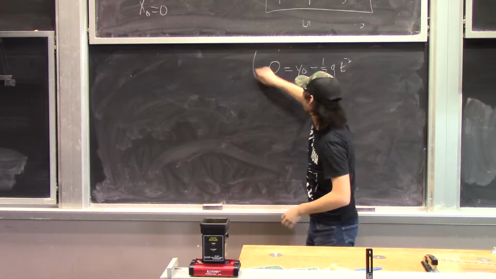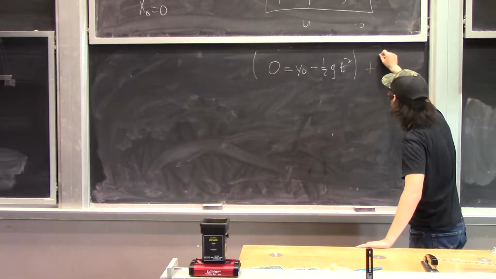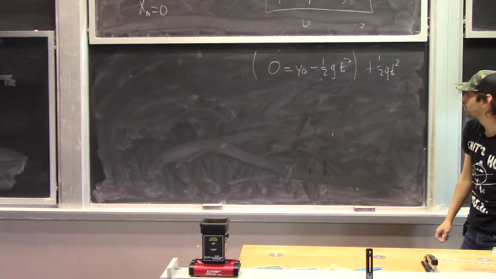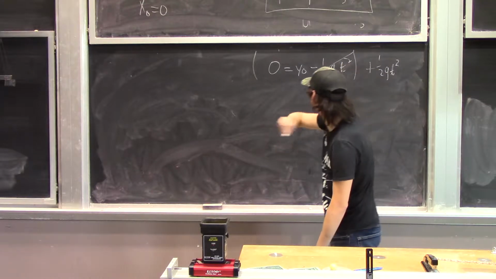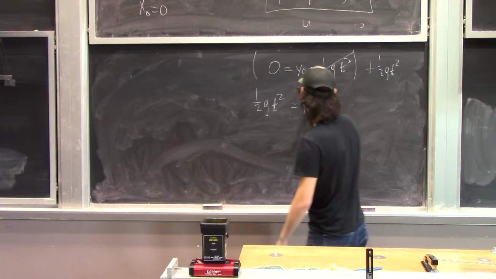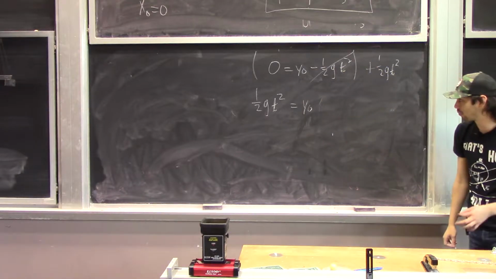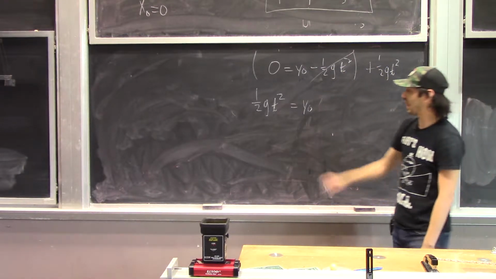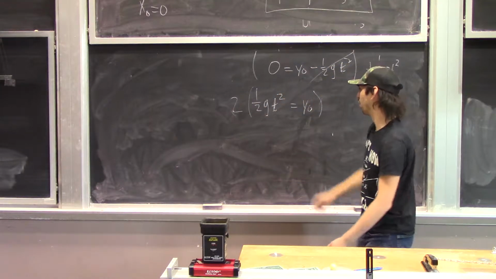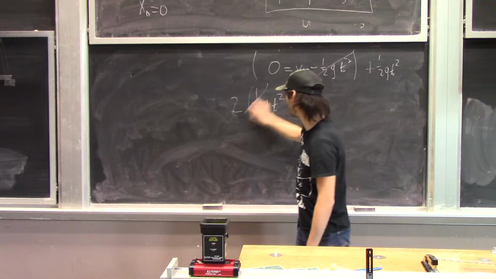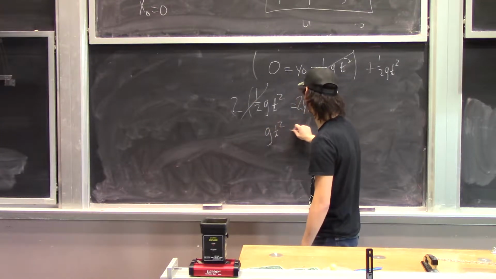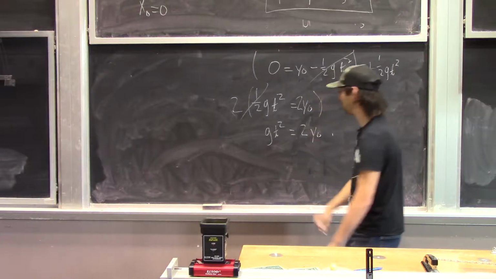So the first step I can do is to add 1/2 gt squared to both sides of the equation. When I do that, it gets rid of it on this side, and puts it on this side. 1/2 gt squared is equal to y0. Next step, and I kind of combined two steps here, multiply both sides by 2, because I want to get rid of the 2 on this side. So that gets rid of this 2 and puts a 2 over here. So we have gt squared is equal to 2y0.